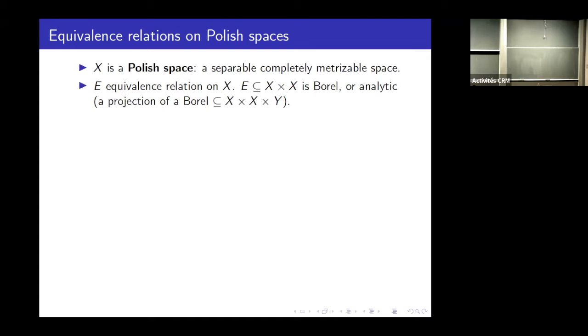And this is how equivalence relations on Polish spaces enter. From now on, X will always be a Polish space, some separable topological space whose topology is induced by some complete metric. And E is going to be an equivalence relation on X, which is also assumed to be not too wild. E is a subset of X cross X with the product topology. You can ask that it's a Borel subset, or more generally, that it's an analytic subset. By definition, being analytic just means that there's some Borel subset of a bigger space, X cross X cross Y, that projects onto E with the projection from X cross X cross Y to X cross X.